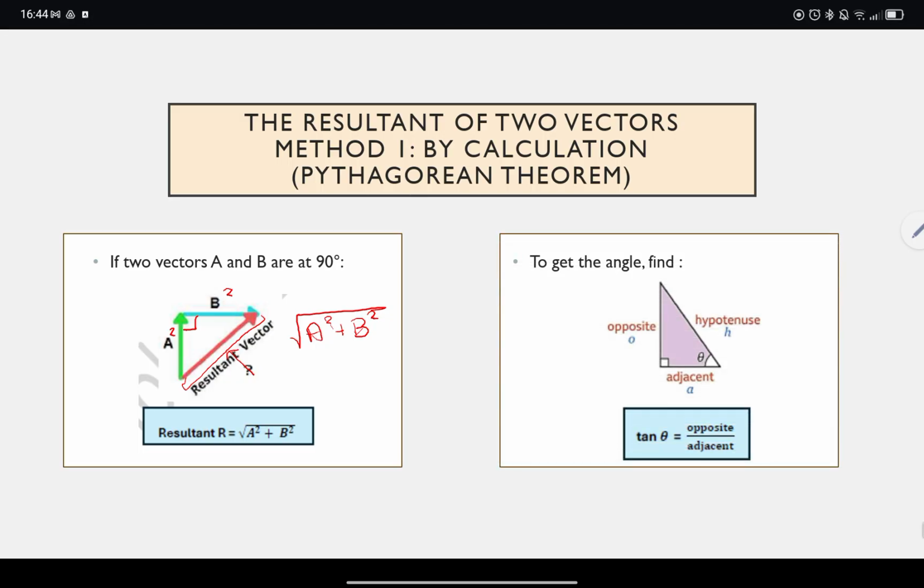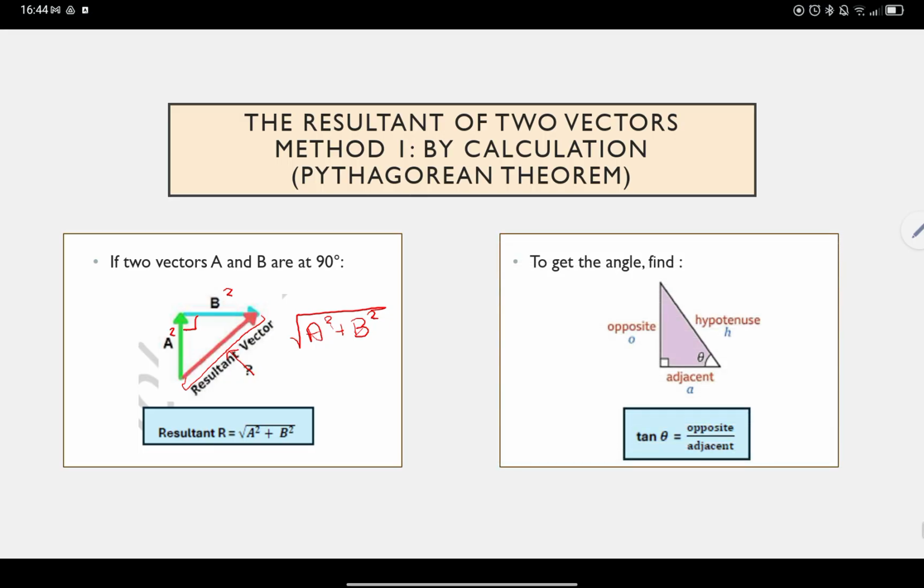What if I need to find the angle for the resultant vector from where it started, which is this angle, because usually this is your starting point? So how do I get this angle? I'll just do tan theta, and we have to memorize this, is equal to opposite over adjacent. What do we mean by opposite over adjacent?